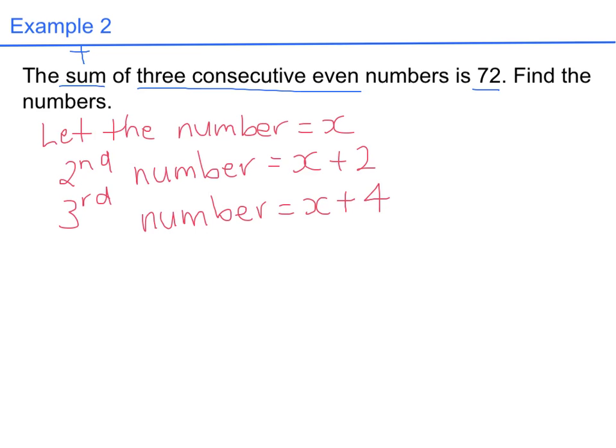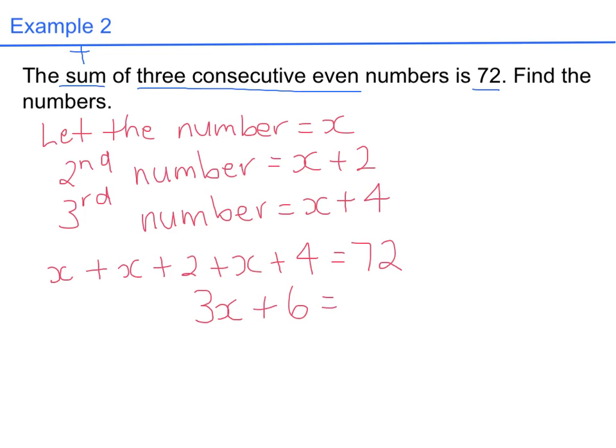We're told that if we add these numbers together, so the sum of these numbers, has to give us the answer of 72. And by writing it out mathematically, we now have our equation to solve. So by collecting like terms, we have 3 lots of x, and collecting the numerals on the left-hand side gives us positive 6. That equals 72, which gives us a 2-step equation to solve.